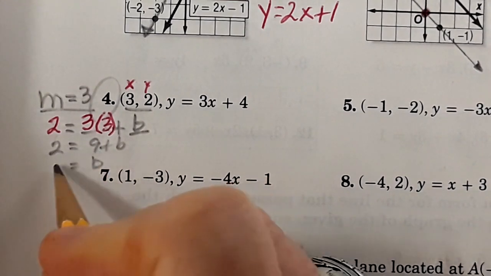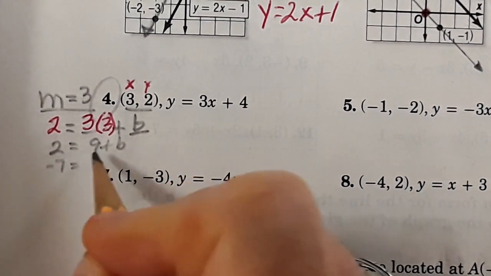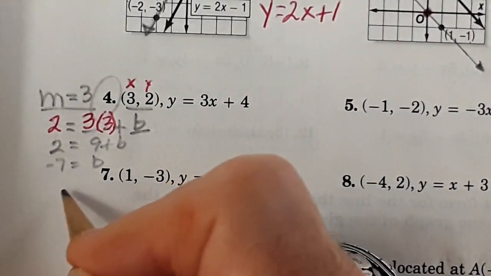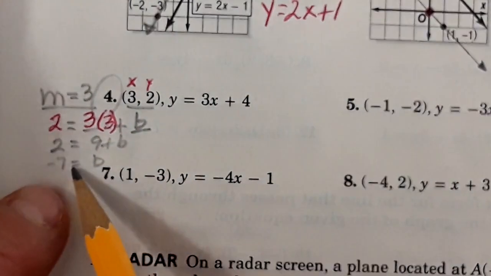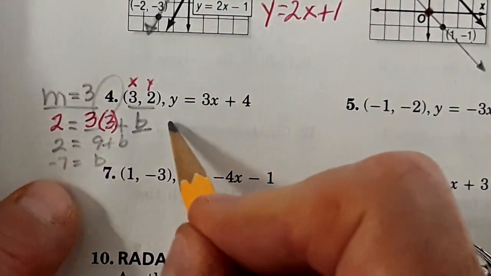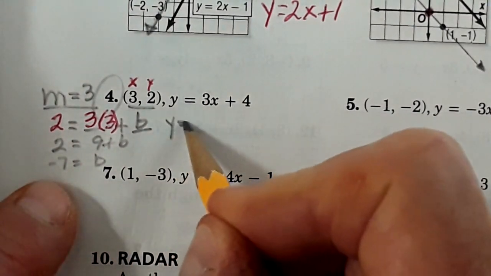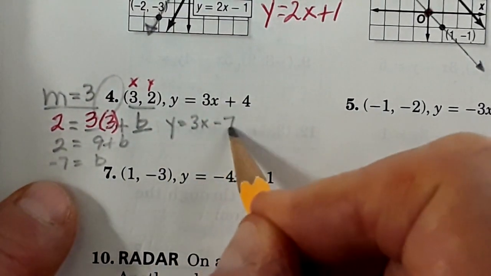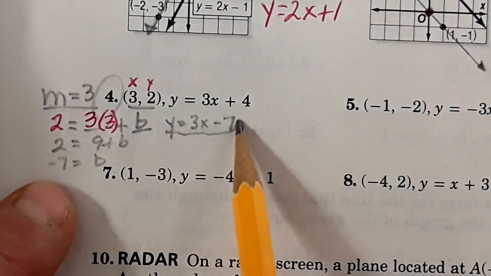2 minus 9 is -7. Do I need to show you -9 on both sides? Okay, so b equals -7, so my equation is y equals 3x, same slope, minus 7. Does everybody see how I got that?